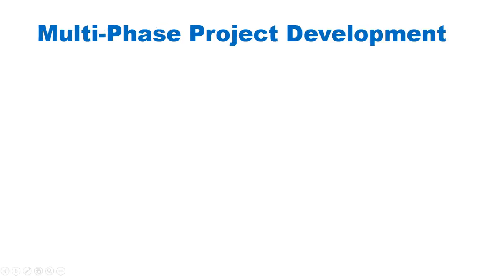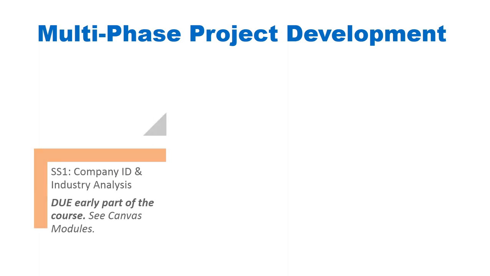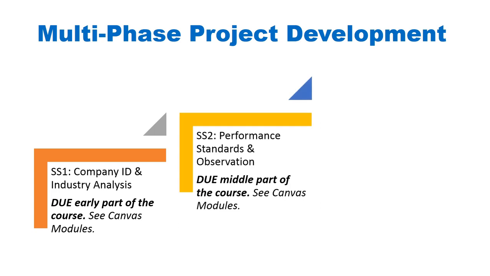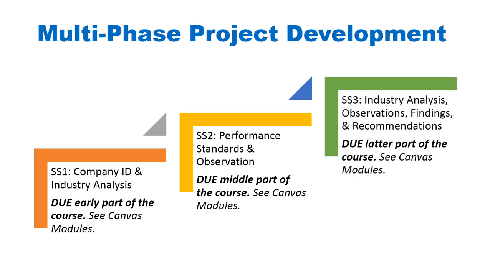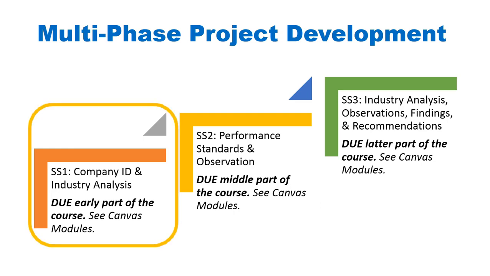This multi-stage project has at least 3 stages. If your instructor assigned you more than 3, please be sure to watch the appropriate video tutorials. In the case of 3 stages, you will begin with stage 1, where you will identify a small business and conduct an industry analysis. This is followed by the development of performance standards you will use to observe and score your chosen local small business. Finally, you will bring everything together in a report of your observations, findings, and recommendations. Let me now walk you through how to complete stage 1.